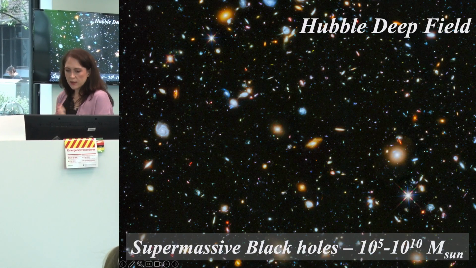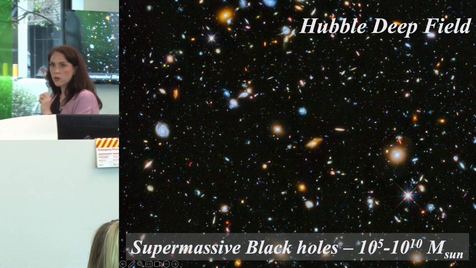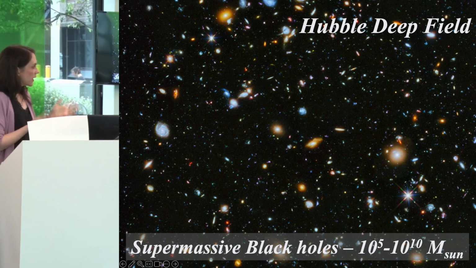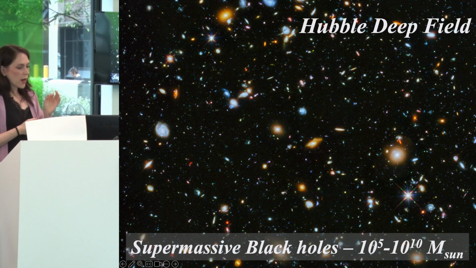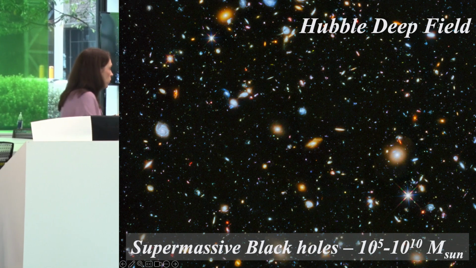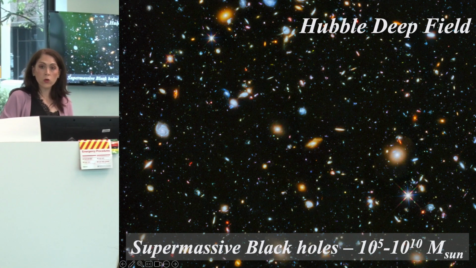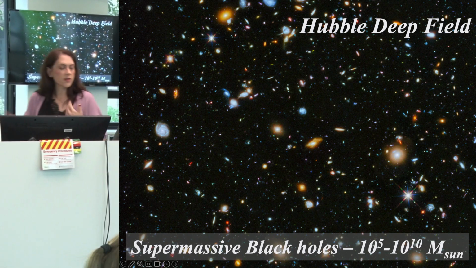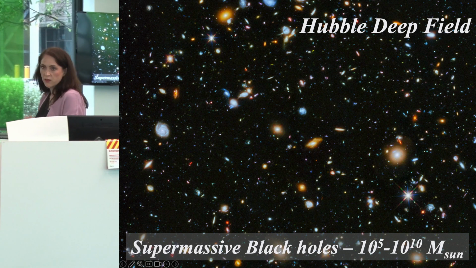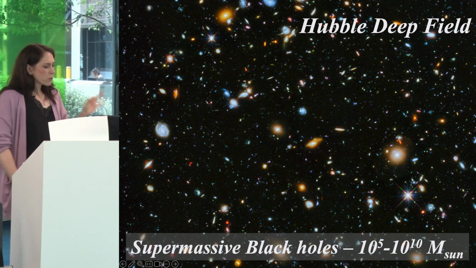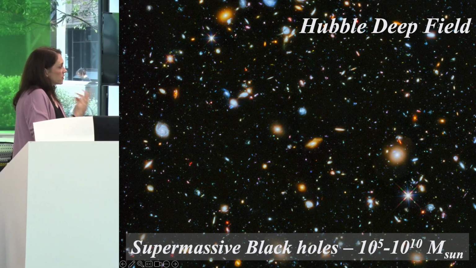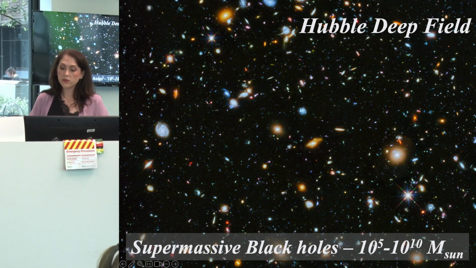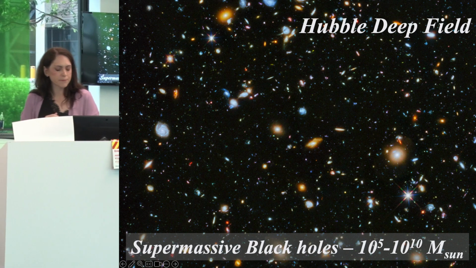However, let's go back to this image. For me, the most amazing aspect of this image is that all these galaxies that you see in this image, nearly all of them, if not all, actually host a supermassive black hole at the center of the galaxy. And these black holes have masses from hundreds of thousands to 10 billion times the mass of our own sun. But what's even more amazing to me is that even though these galaxies are very far away, we can actually probe the properties of the black hole sitting at the heart of these galaxies.